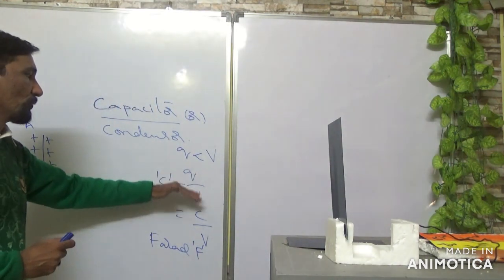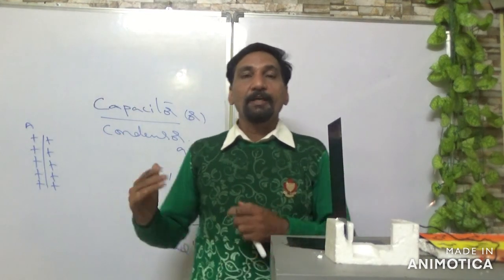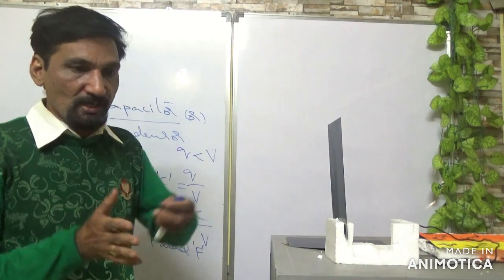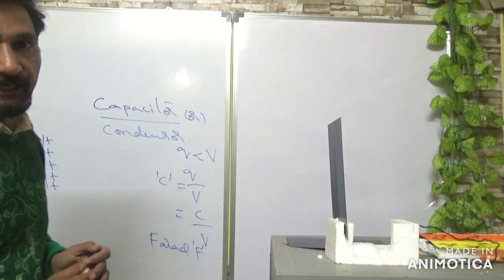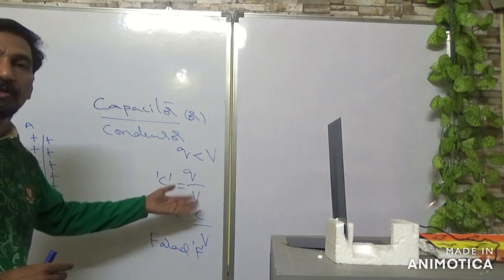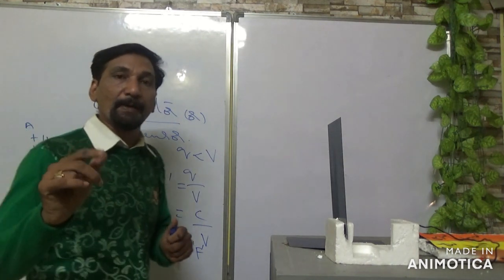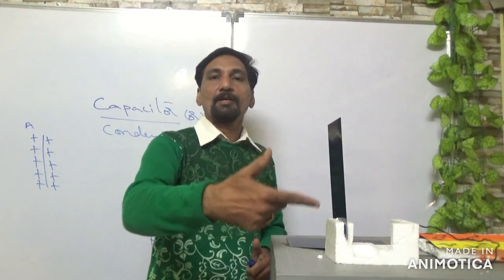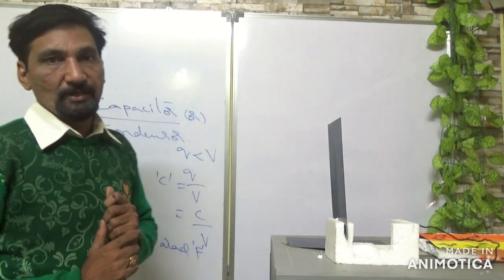That ratio is a constant; it does not depend on Q and V. It only depends on the size and shape of the condenser you are using and the space between them, nothing but the dielectric. It does not depend on Q and V, because the ratio remains the same however you change Q and V. So it mainly depends on the dimensions and geometrical shape of the condenser and also the medium between the plates.